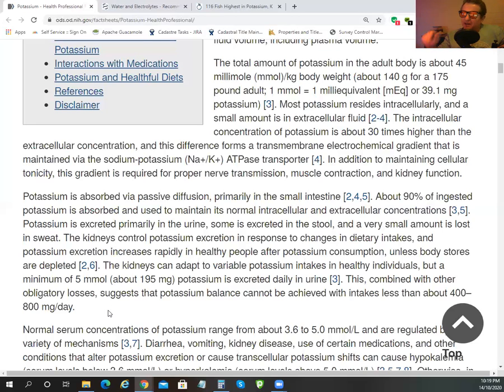And that sort of explains the high insulin issues, and how high sodium or low sodium, or high potassium or low potassium, can create a lot of these blood pressure issues.